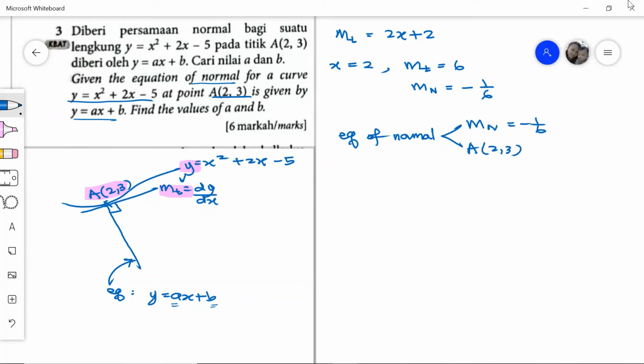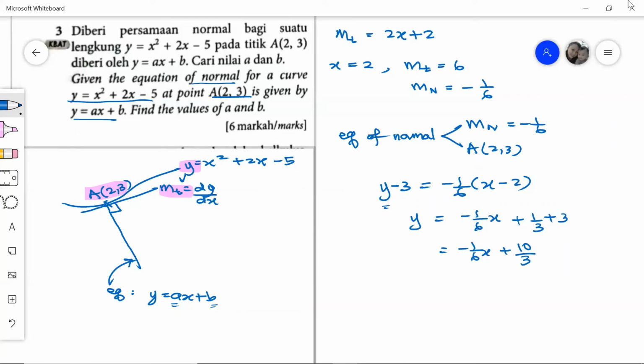So over here, we just take y minus y1, which is 3, equals m times x minus x1, that is 2. Okay, so once we have it written like this, we make y the subject. So y equals negative 1 over 6 x plus 1 over 3 plus 3. So negative 1 over 6 x plus 10 over 3.